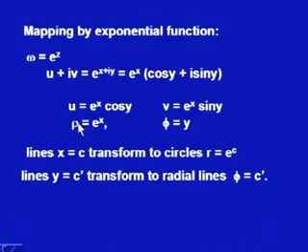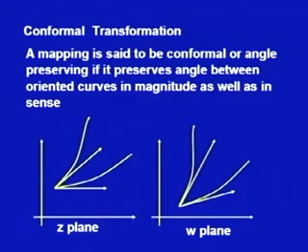From here rho is equal to e^x in radial form and phi is equal to y, and that means lines x equal to constant will transform to circles r equal to e^c, and lines y equal to c dash will transform to radial lines phi equal to c dash. With this we come to an important concept of conformal transformation.